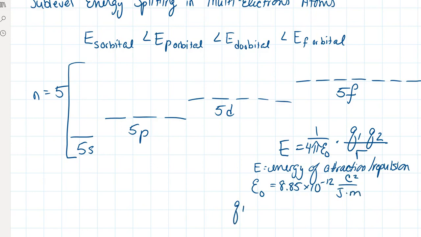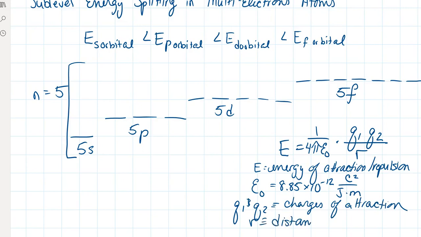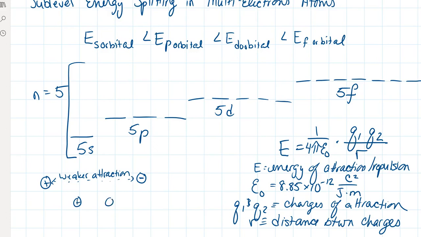We'll also see that Q1 and Q2 are the charges of the ions attracting, or in this case, the charges of attraction or repulsion. And then R is the distance between the charges. What this says is that when I have a plus and a minus far apart from each other, it's a weaker attraction compared to if my plus and my minus charges are close to each other, which is going to be a stronger attraction.